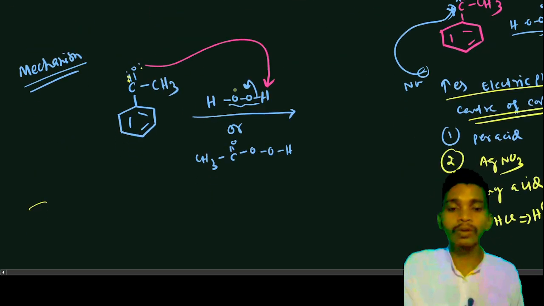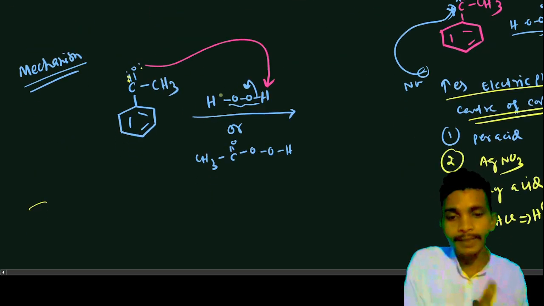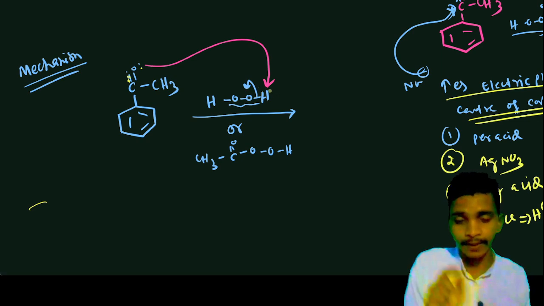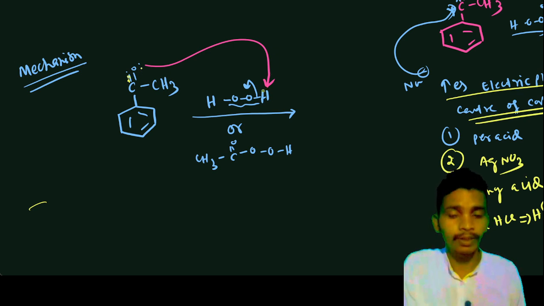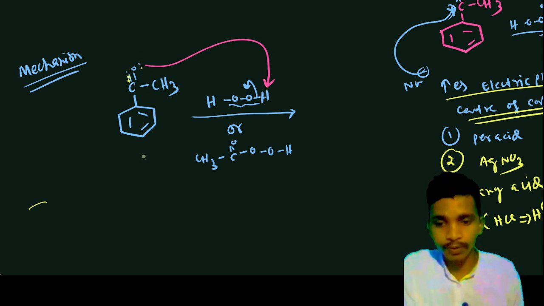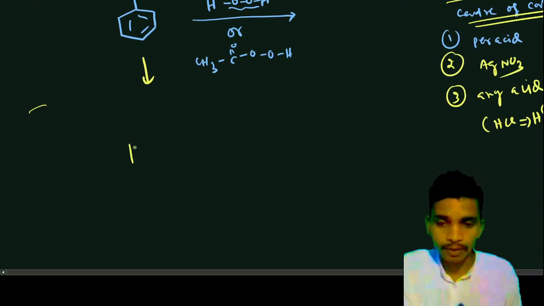So here we do not need to take any reagents, because peroxide itself has the acidic proton. So this lone pair will attack this acidic proton, and this oxygen will get the positive charge. So what will we get here?